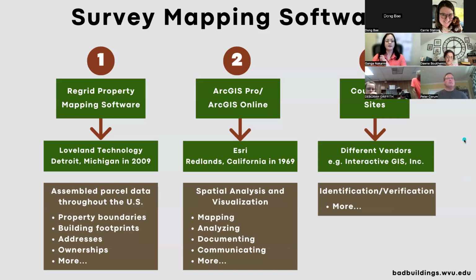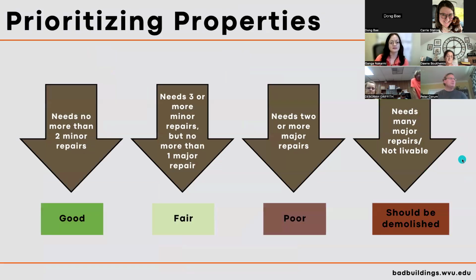So after this, once we have this list of survey properties, we rate each property as good, fair, poor, or should be demolished based on the required work needed. So as we can see in the slide here, the properties which need no more than 2 minor repairs will be good, and those needing 3 or more minor repairs, but no more than 1 major repair, will fall into fair, and so on. We will also discuss this in our program.